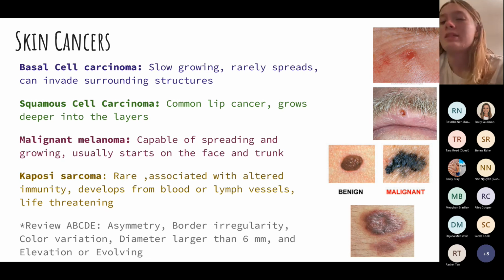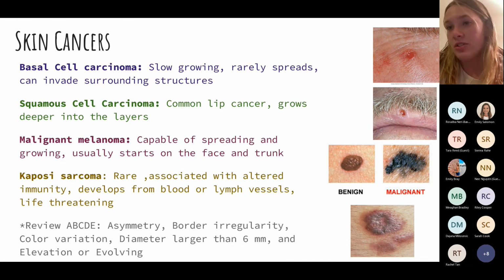If we're ever classifying any sort of skin lesion, I just really want to reinforce the A, B, C, D. It's kind of your alarm of, is this normal? So: asymmetry, border irregularity, color variation, diameter larger than 6 millimeters. Is it elevating above the skin? Is it evolving? Is it changing? Those are all how we're going to classify a potentially cancerous skin lesion. So just review that.